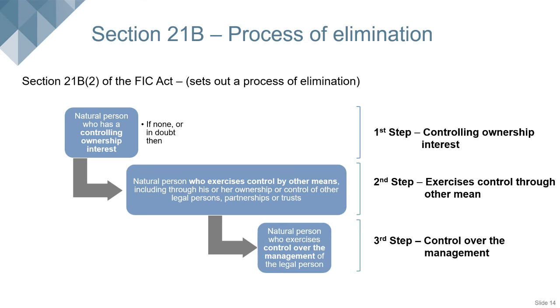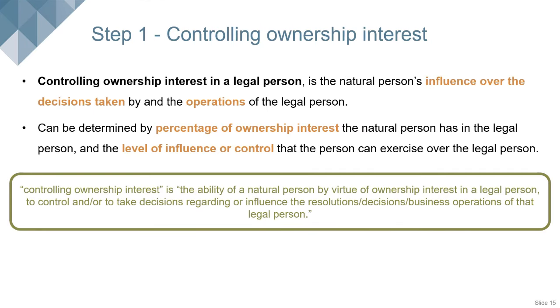Step 2 looks through the structure and looks for the natural person who exercises control through other means over your client, whether your client's a legal person, a partnership, or a trust. If you can't see that there is a natural person or warm body that exercises control through other means, then only do you move to step 3, which is the final step, and that is control over the management of your legal person, control over the management of your client. So let's look at each step individually.